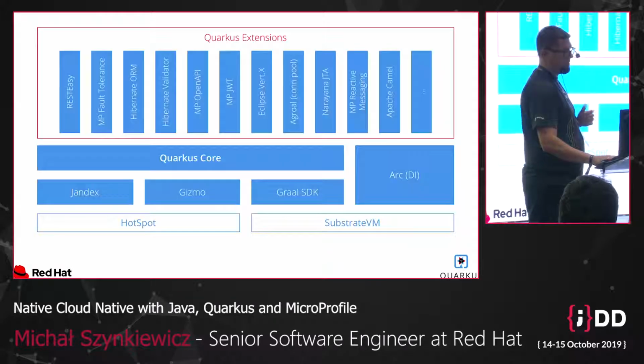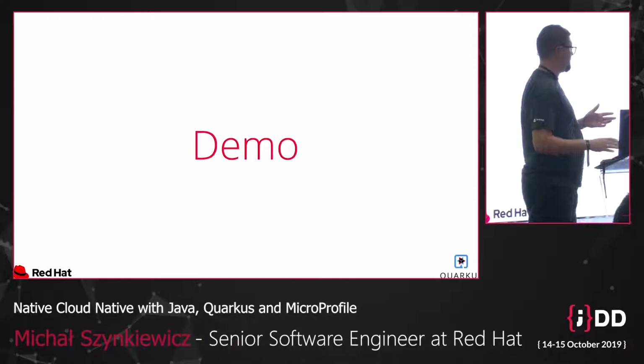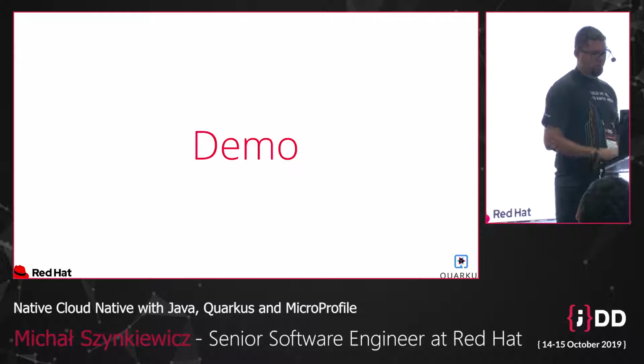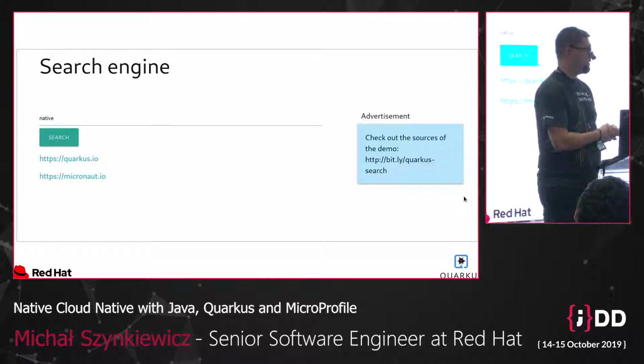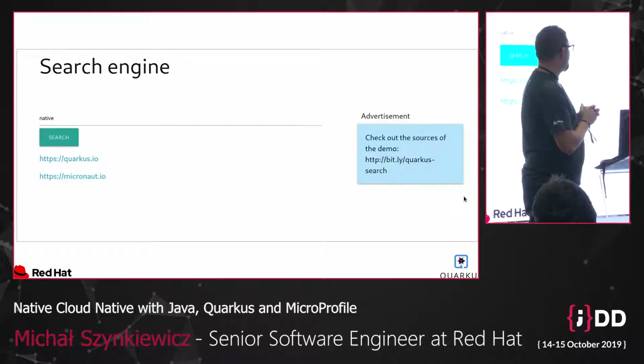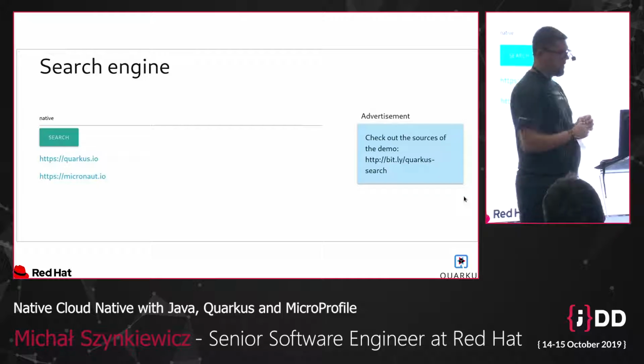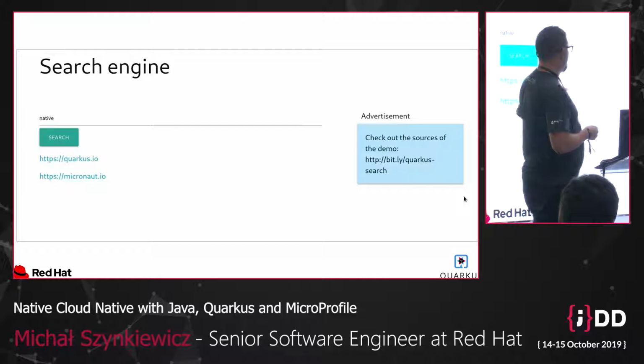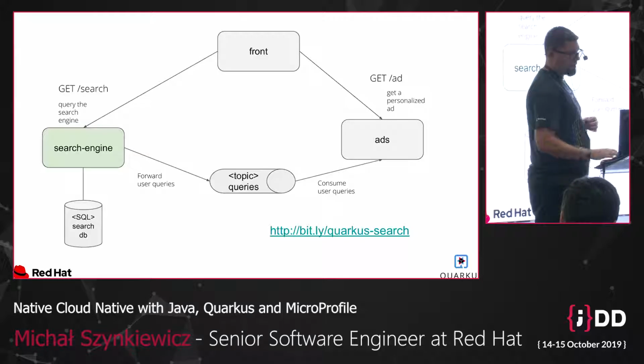So this is what it is, and I'd like to show you now how it actually behaves, how you work with it. For the demo, I'll live code a piece of a system, a search engine, in which you can enter a search term and get some page addresses as a result. And based on these search terms, you will get a personalized advertisement on the right. This is how it will work.